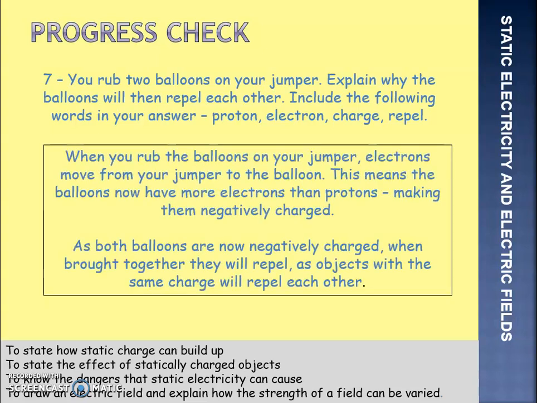Okay, so when we rub the balloons on our jumper, electrons move from the jumper to the balloon. This means the balloons now have more electrons than protons, making them negatively charged. As both balloons are now negatively charged, when brought together they will repel, because objects with the same charge will repel each other.